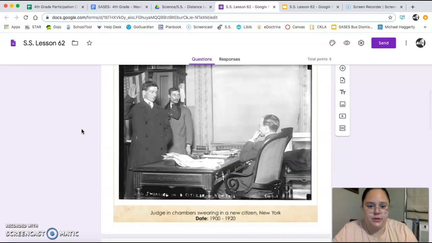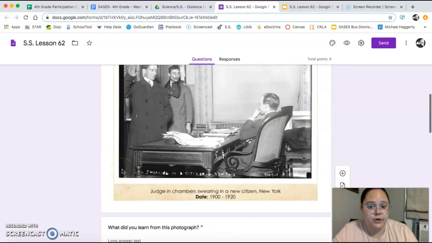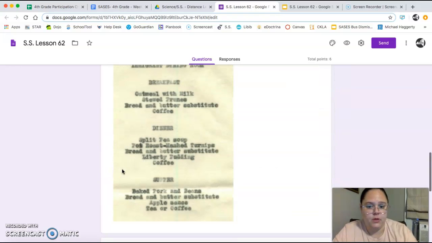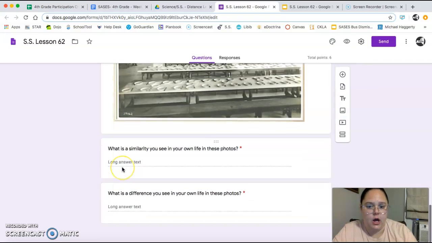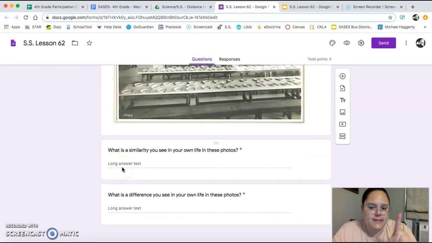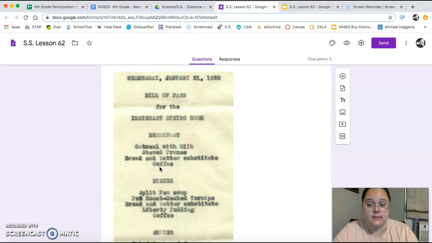Okay, now we've got our pictures. So I want to know, what did you learn and what did you wonder from this photograph? And then the second one, which was the menu and the picture of the dining hall, I want to know, what is a similarity you see to your own life? So what is a connection that you can make to these photos? And then what is something different, something that you are not used to, something you've never experienced before that you saw in these two primary sources?